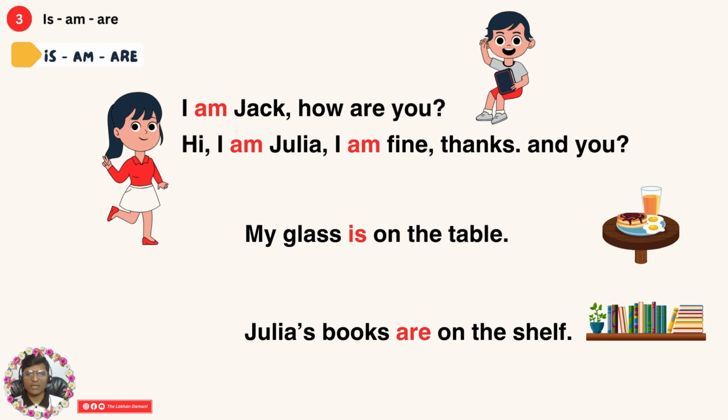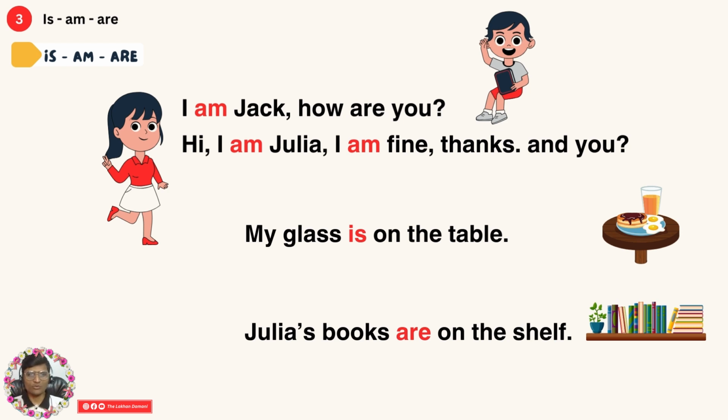My glass is on the table. So your glass is on that table. We are using is with glass because glass is singular. When we have a singular object, we will say is. My mobile is in the hand, right? Same as this. Julia's books are on the shelf. Now we are not using is because we have books. They are plural. When you have a plural, you use are, right?